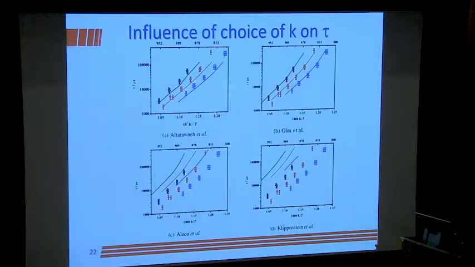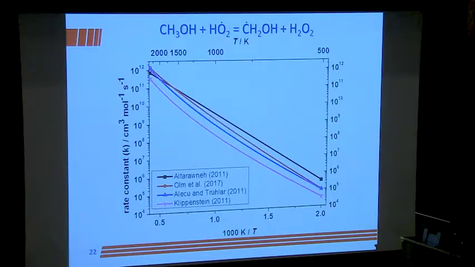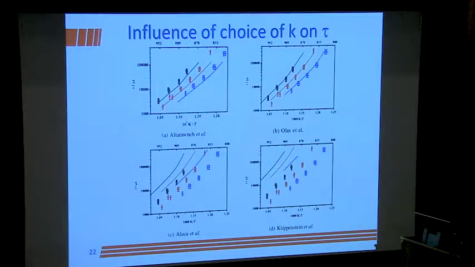But this is just showing you the predictions using the different rate constants from a mechanism. So if you use the faster rate or the slower rate, and one's in between. So this is A, B, C, D on the next slide. If you use the Rane rate constant, the mechanism's slightly fast against the data. If you use the Olm rate constant, it's about right. If you use the Aleku rate constant, it's getting too slow.